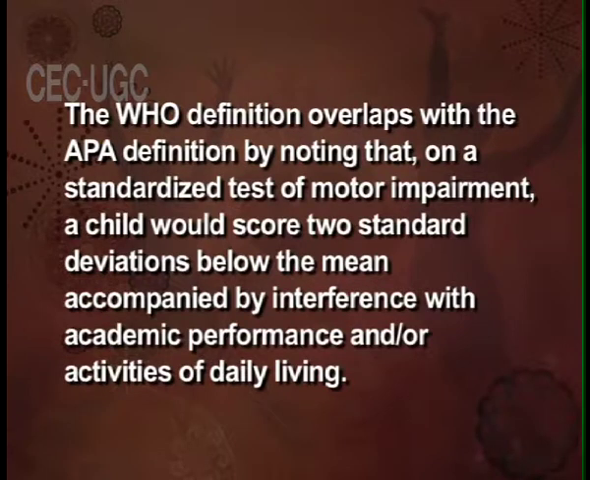The WHO definition overlaps with the APA definition by noting that on a standardized test of motor impairment, a child would score 2 standard deviations below the mean, accompanied by interference with academic performance and/or activities of daily living. It notes that there should be no diagnosable neurological disorder and it excludes those with an IQ below 70.